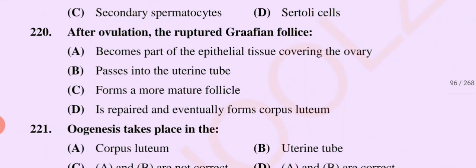Question number 220. After ovulation, the ruptured Graafian follicle, option A becomes part of the epithelial tissue covering the ovary, option B passes into the uterine tube, option C forms a more mature follicle, option D is repaired and eventually forms corpus luteum. So the correct option is option D, is repaired and eventually forms corpus luteum.